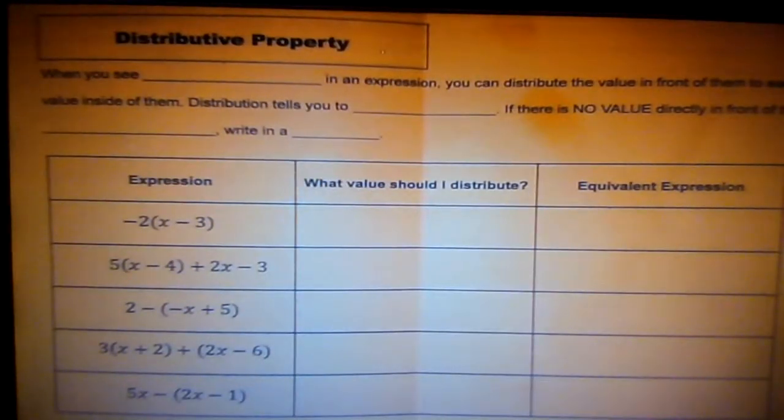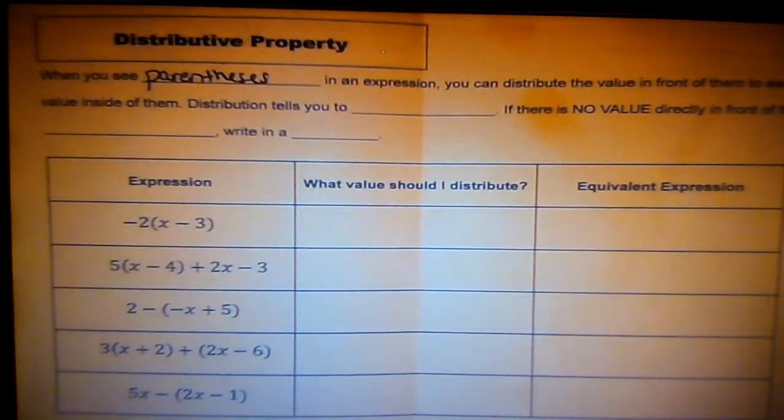All right. So, distributive property. Distributive property happens when you see parentheses in an expression. You can distribute the value that happens in front to each value inside of them. Distribution tells you to what? What do you do when you distribute that number through? What operation, Stephanie? Multiply. So it tells you to multiply.